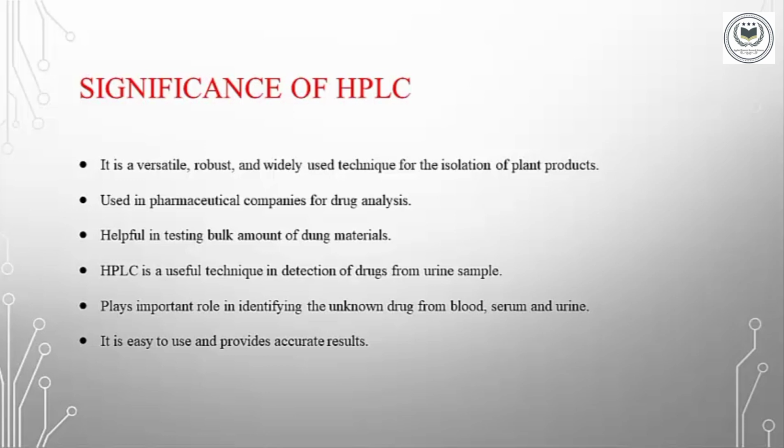HPLC is a useful technique in detection of drugs from urine samples, and plays an important role in identifying unknown drugs from blood, serum and urine. It is easy to use and provides accurate results.